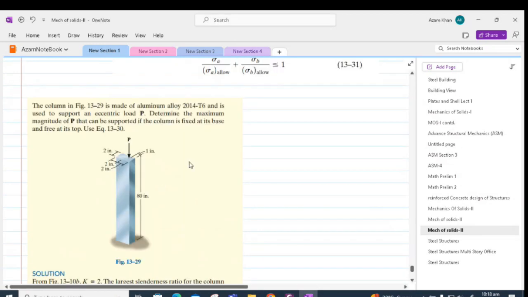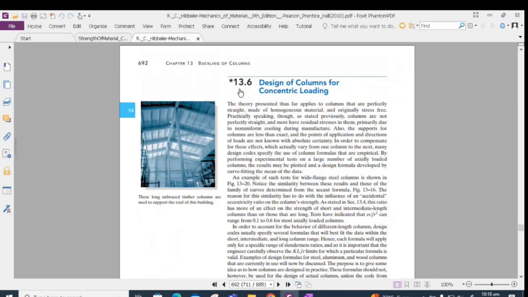Let us study this example to make things more clear. We are given a column that is made up of aluminium alloy 2014-T6 and is used to support an eccentric load P. Determine the maximum magnitude of load P that can be supported if the column is fixed at its base and free at its top. So this column is made up of aluminium alloy.